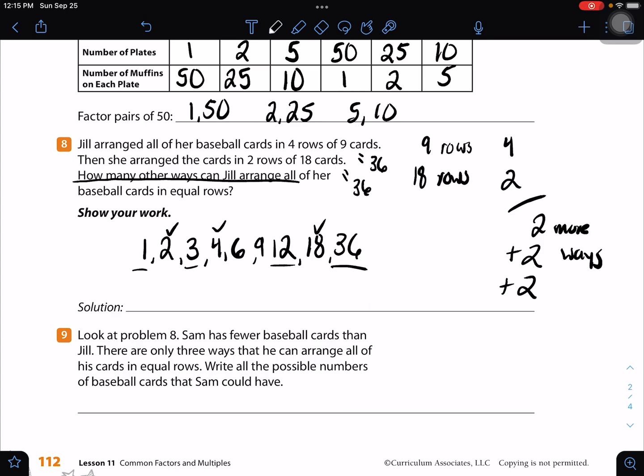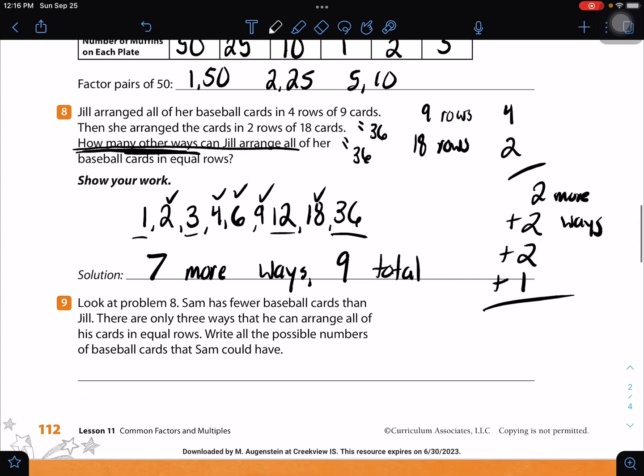We already did 4 and 9, and then we have 6. Well, since 6 is times itself, 6 times 6, that's only 1 more way. So how many more ways can Jill arrange her cards? 2, 4, 6. She can do 7 more ways, 9 total. All right, last one. Look at problem 8.